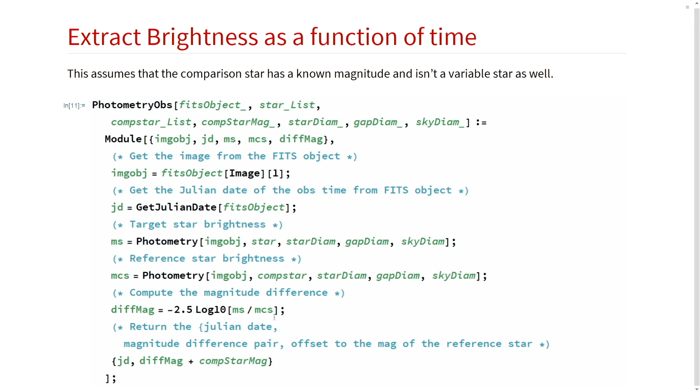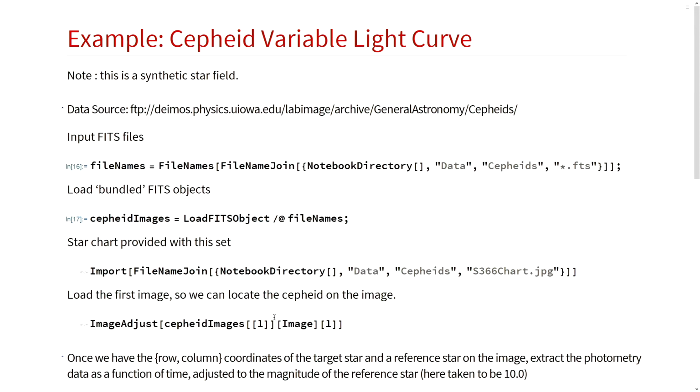So now finally we've got those tools put together, we can actually crunch some data. Right now I'm using data that came from the University of Iowa, some of their example data for studying Cepheids. So now we can just use Mathematica to put all this together. We get the file names of our directory of FITS objects. Here they're star.fts.